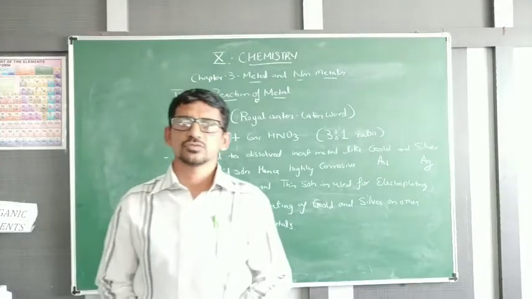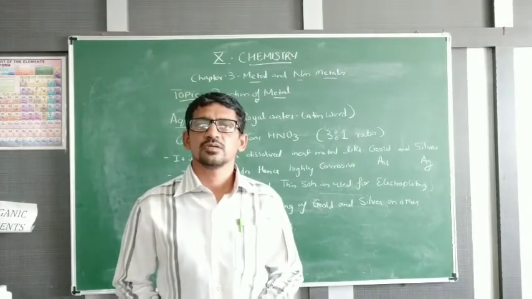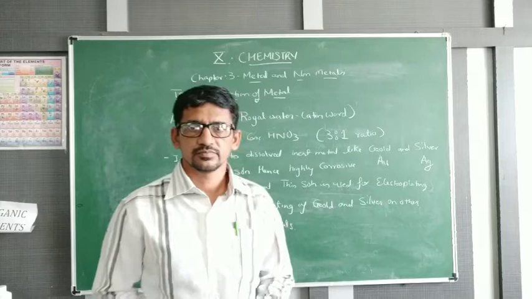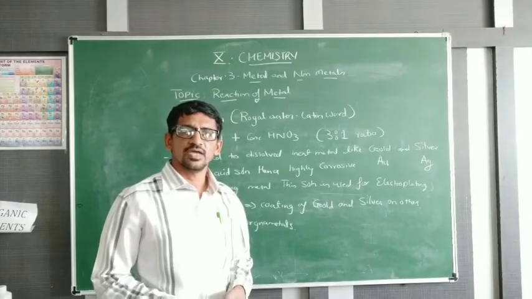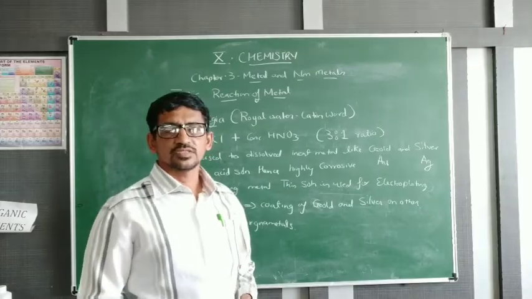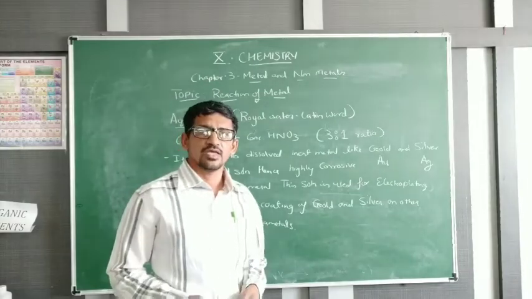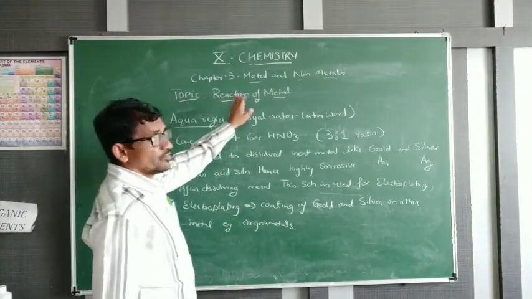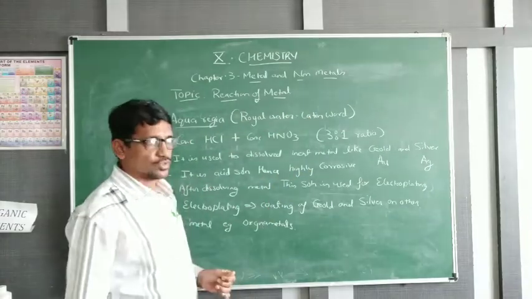Hello, good morning students. Today in chemistry we discuss the reaction of metal with acid. Last time we discussed the reaction of metal with acid. Again we will discuss one or two reactions related to acid and then we go on to other reactions. In the reaction of metal with acid, hydrogen gas is evolved and a salt is produced.